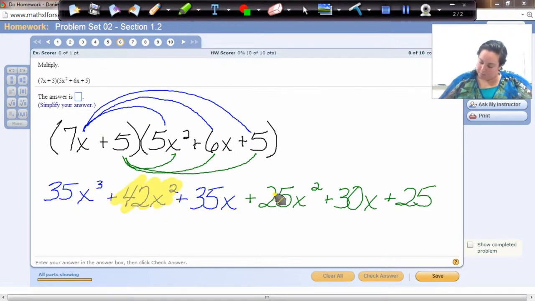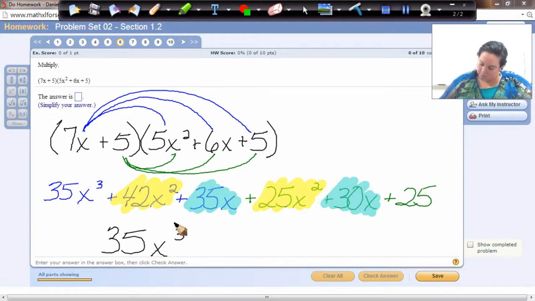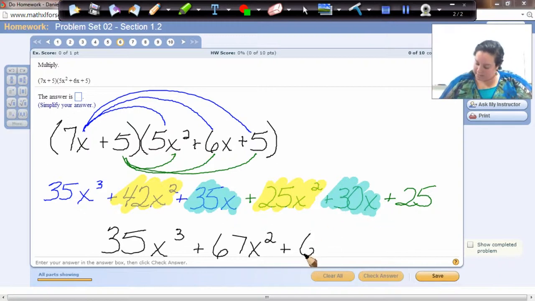Now let's look for some like terms. This one is like terms with this one, and this one is like terms with this one, and I think that's about it. So let's go ahead and write our answer. Add up: 35x cubed, 42 plus 25 is 67x squared, and then 35x plus 30x is 65x plus 25. Great.